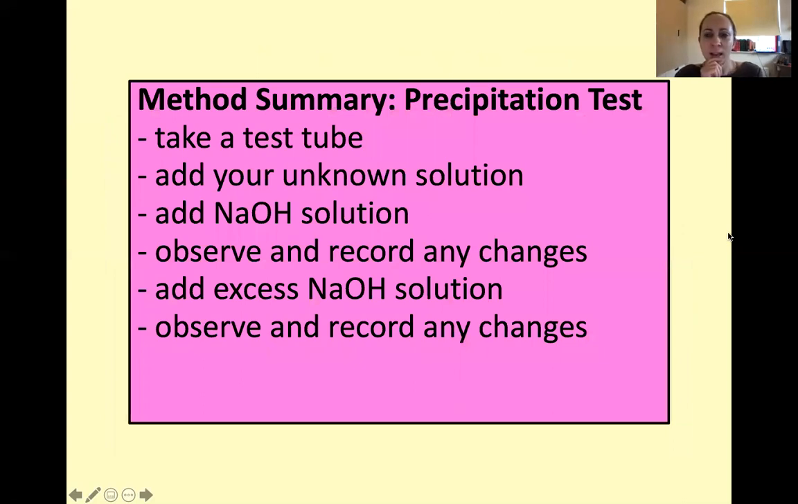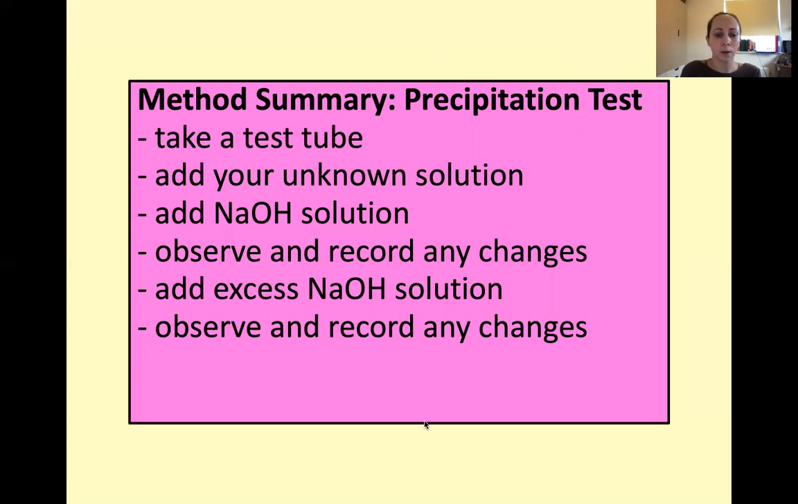Okay, so here's a summary of the method for that. She made a slight error in the video and mentioned sulfuric acid. You don't need any sulfuric acid. She just said the wrong word there. So precipitation test is ultimately very straightforward. You take a test tube, you put in the thing you're trying to identify, you add some sodium hydroxide, you write down anything that happens, you add a little bit of excess sodium hydroxide, and then see if anything happens.